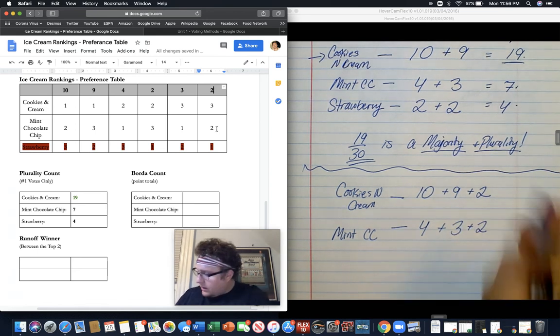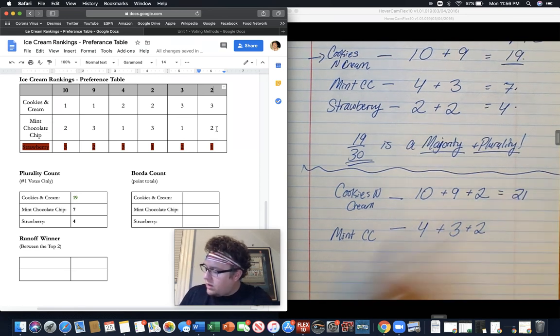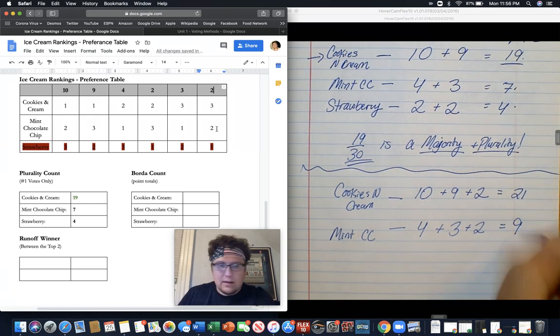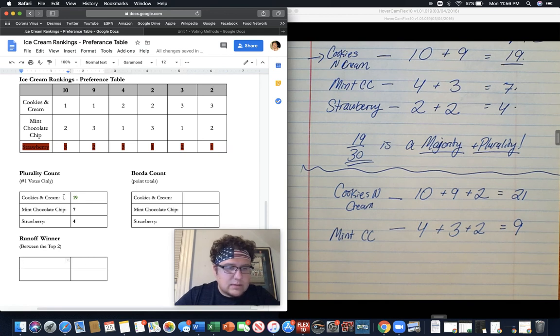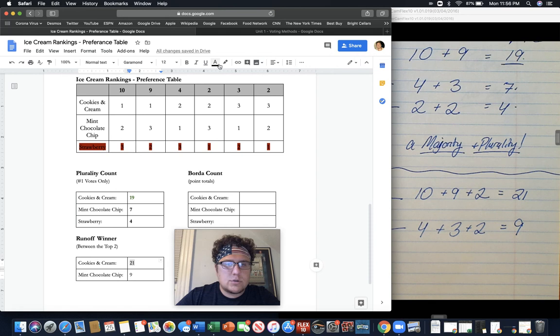Okay. We total these up. We get 10 plus 9, that's 19, plus 2 is 21. And mint chocolate chip would be 4 plus 3 is 7, plus 2 is 9. Now, I'm going to record that. Let's see. It was cookies and cream versus mint chocolate chip. And cookies and cream was 21 and mint chocolate chip was 9. So let's make that green again because they were the winner. There we go. Okay, and I'll bold them just so you can see them a little better.